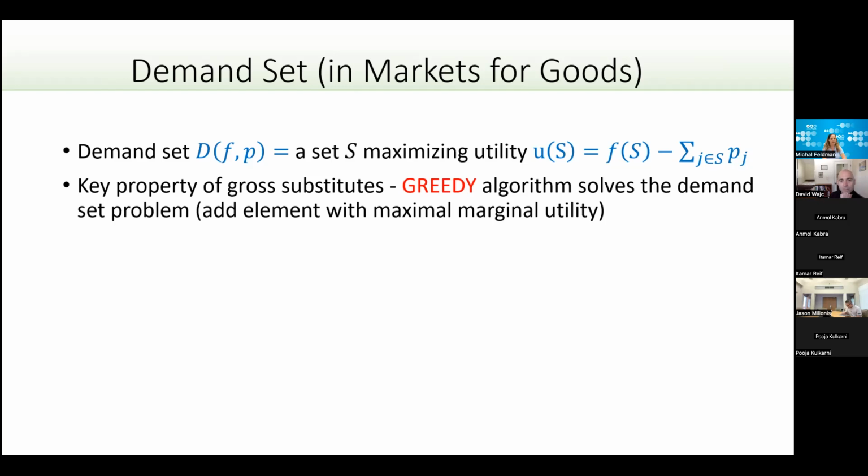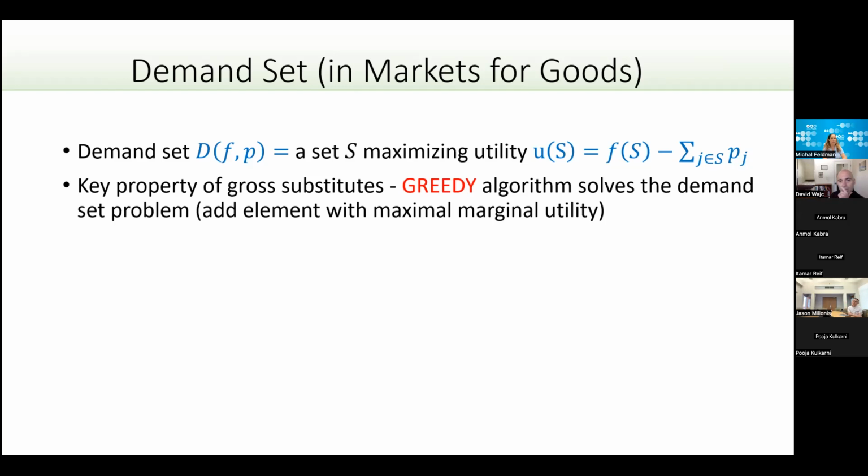Namely, what do we mean by a greedy algorithm? Simply every iteration just adds the element with the maximal marginal utility. So every item increases F in some way, but also adds some price, some cost. So just add the one item that maximizes the marginal utility, as long as the marginal utility is greater or equal than zero, and then stop. This greedy algorithm solves the demand set problem for gross substitutes function, which is really nice. So we have a polytime algorithm for the agent's best response because those two problems are precisely equivalent.